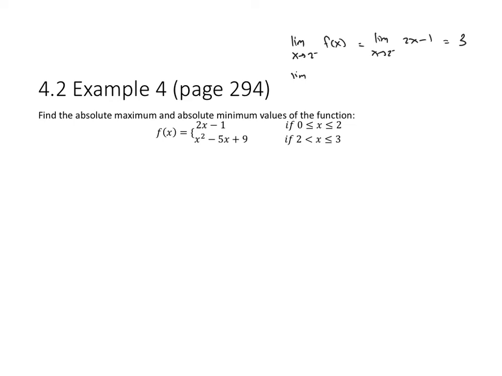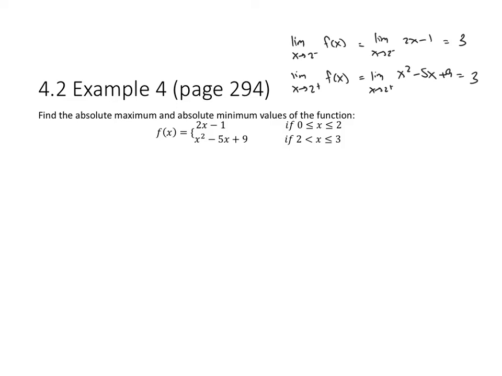And let's look at the limit as x goes to 2 from the right of the function. Again, that's the second equation. So the limit as x goes to 2 from the right of x squared minus 5x plus 9. So 2 squared minus 5 times 2 plus 9, which is also 3. So in fact, our function is continuous on this closed interval.